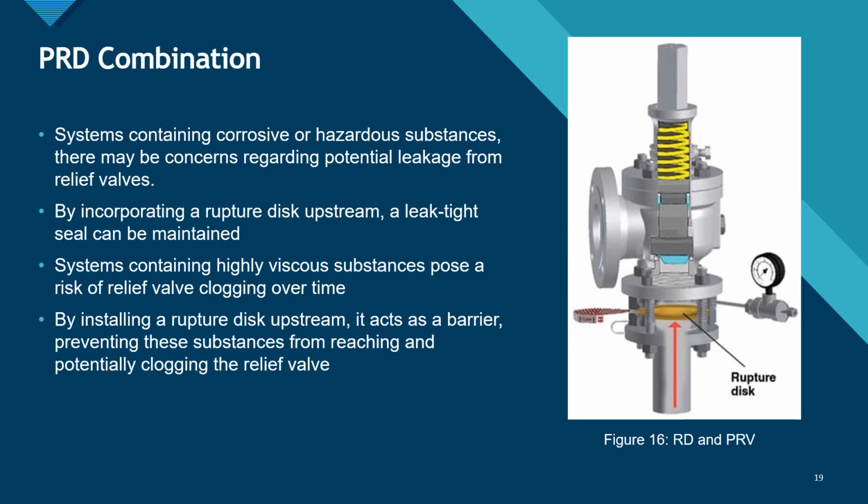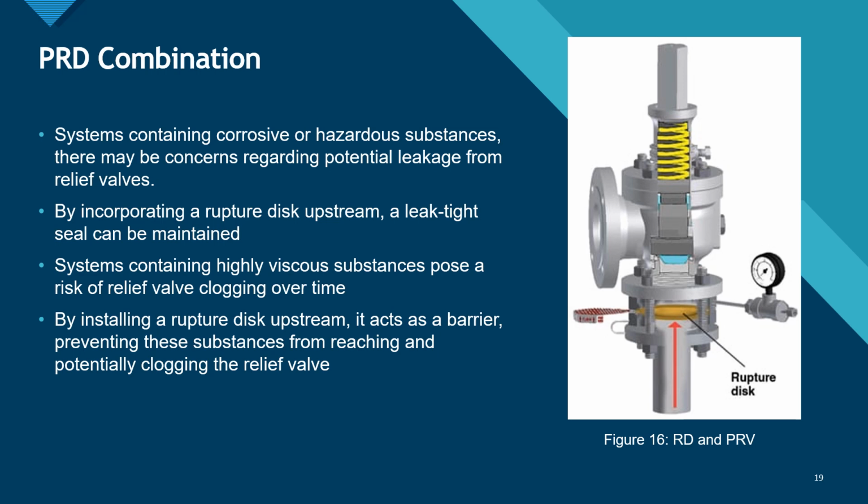Due to the chemical properties of the process flowing through chemical plants and refineries, you can find a PRD combination in service, as you can see on the right with the rupture disc and PRV. With systems containing corrosive or hazardous substances, there may be concerns regarding potential leakage from relief valves. In this instance, by incorporating a rupture disc upstream, a leak-tight seal can be maintained.